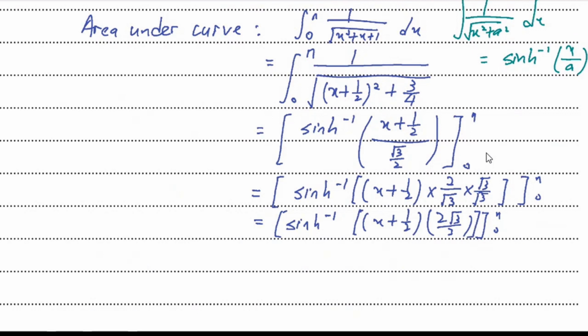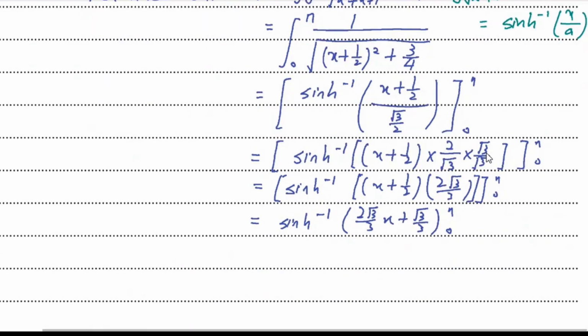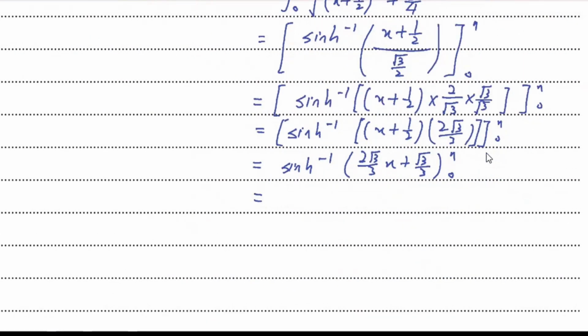So there are too many brackets there because we just want to get a nice expression from there. So this is 2√3/3 x plus √3/3 with the n and the 0. Okay, so when we actually sub in the n and the 0 there, we are getting arcsinh of the 2√3/3 n plus √3/3, minus arcsinh of the √3/3.